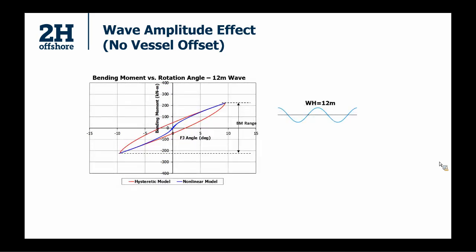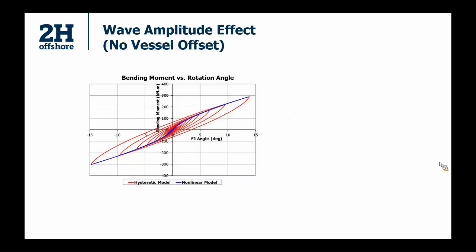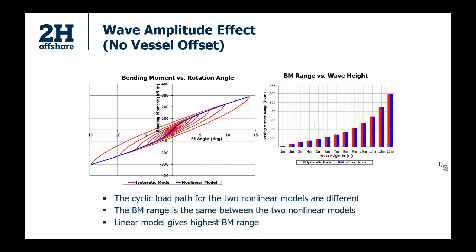If we increase the wave height to be 12 meters, we can observe the same thing: different load paths, but same bending moment range. We can plot the bending moment range for a series of different wave heights and can tell that the bending moment range for the two methods are all the same from this bar chart. You can see for different wave heights we select, the blue and red bars are always the same. So the two methods do not show difference in this case.